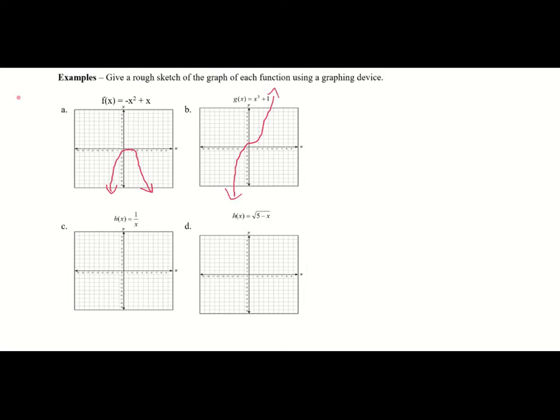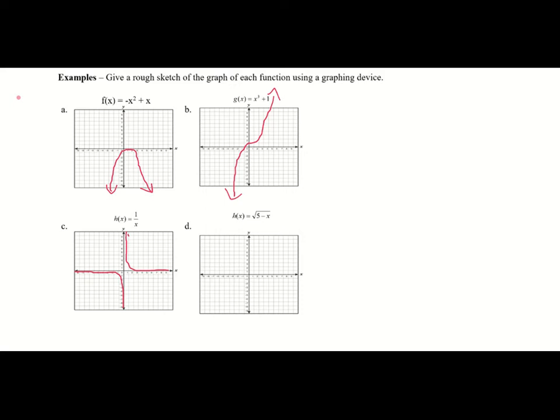Next, we have 1 divided by x. And when we graph that one, it's not touching this line, but it's riding right along this line, like that. So it looks similar to that. Not the best sketch there, but that's what it looks like.